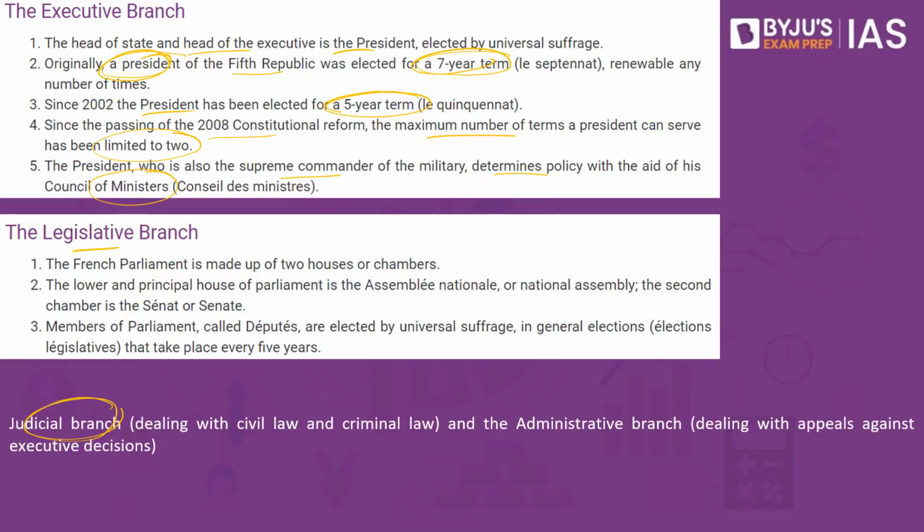Ministers. This is to do with the executive branch. Then we have the legislative branch, where the French parliament is made up of two houses or chambers. The lower and the principal house of the parliament is the Assemblée nationale, our national assembly. The second chamber happens to be the Senate. Members of the parliament, called députés, are elected by universal suffrage in general elections that take place every 5 years.